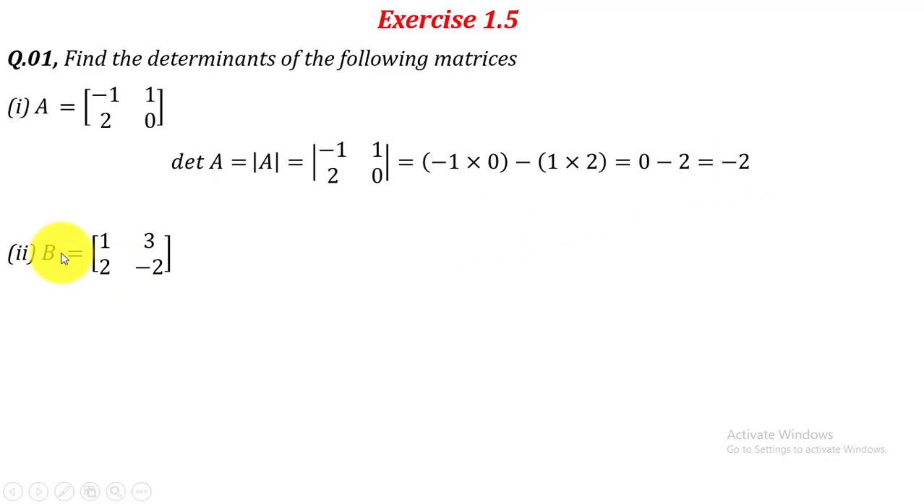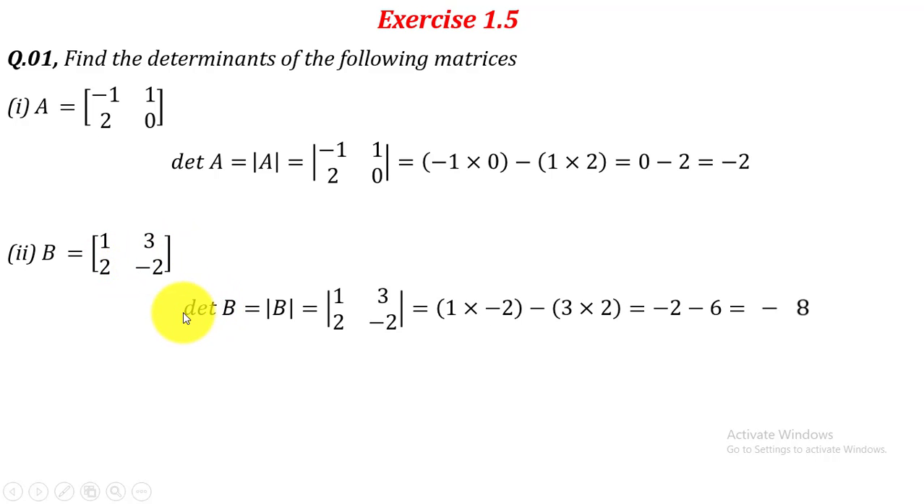In second, matrix B is equal to elements 1, 3, 2 and negative 2. Similarly, the determinant of matrix B is equal to the determinant of elements 1, 3, 2 and negative 2. That is equal to the first entry, obtained by the product of the principal diagonal elements, 1 times negative 2, minus the second entry, obtained by the product of the other elements, 3 times 2. That is equal to negative 8.